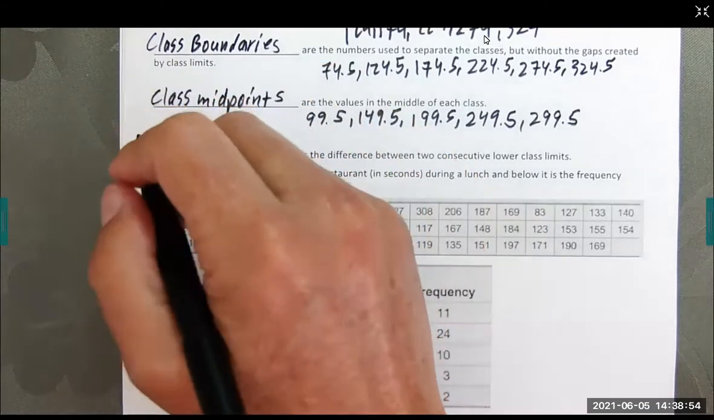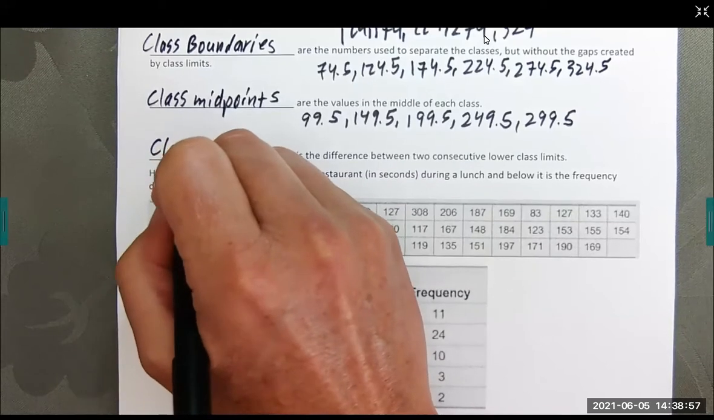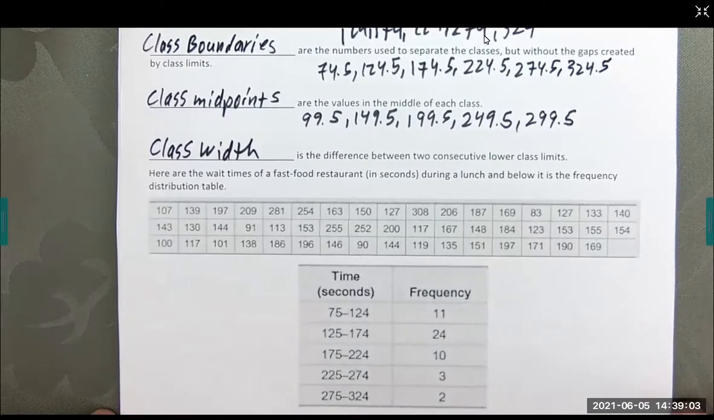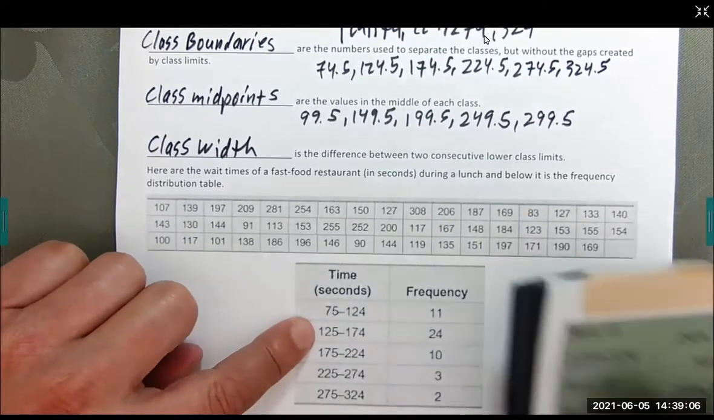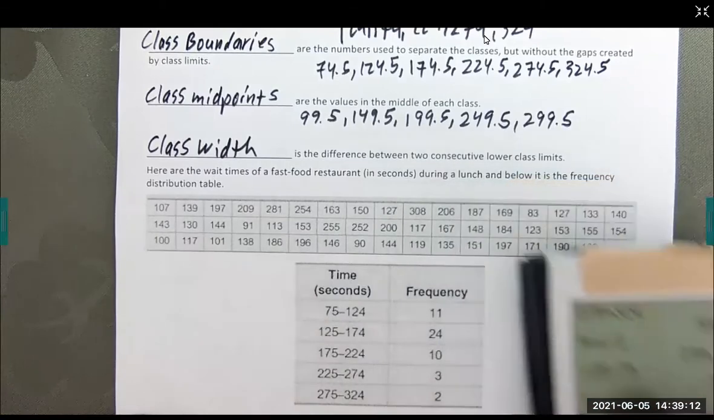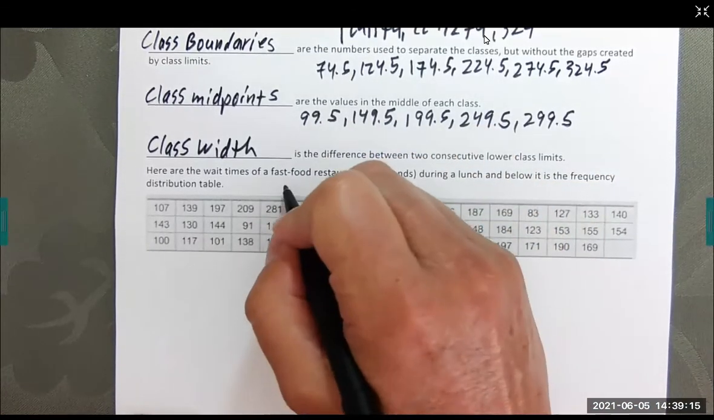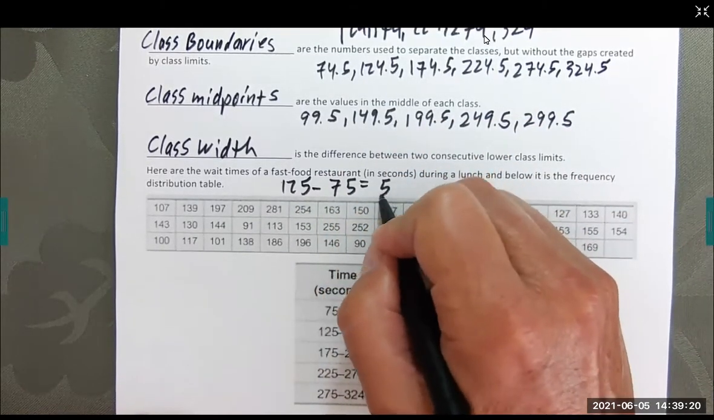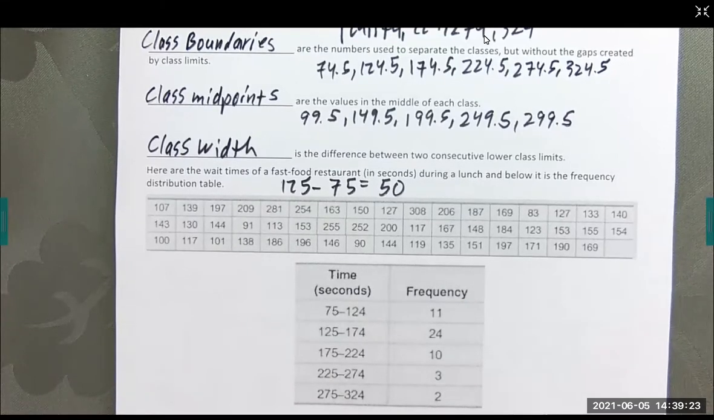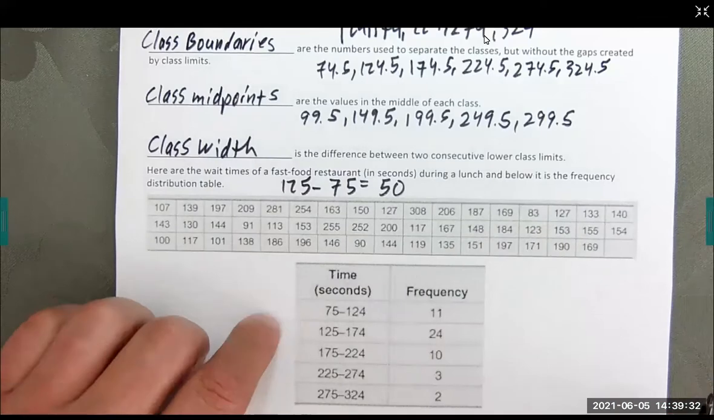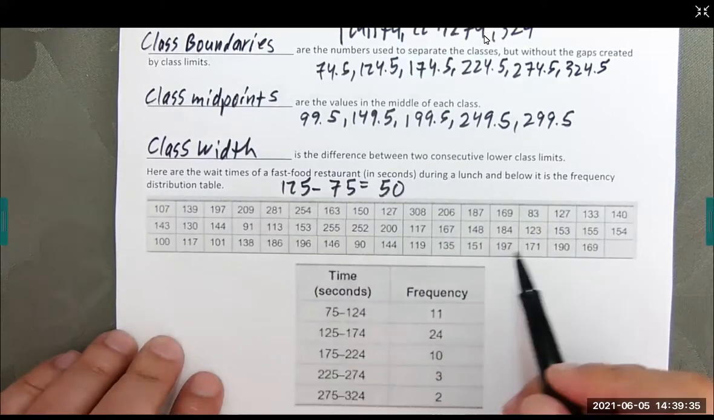And our last definition here is the class width. Class width is the difference between two consecutive lower class limits. So if I take 125 and subtract 75, that's going to give me my class width. 125 minus 75 is going to give me 50. 50 is the class width. And we will definitely use the class width as we do this. This is how we find the class when we already have a frequency distribution table. If we don't, and we just have the raw data, then we have a different way of figuring that out.